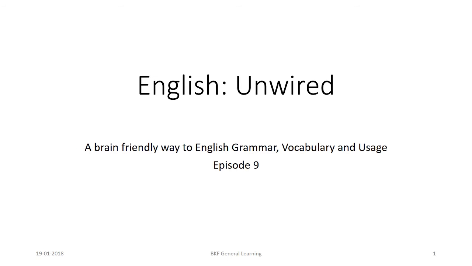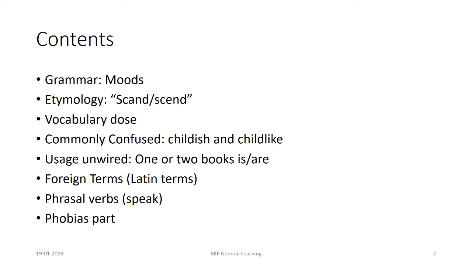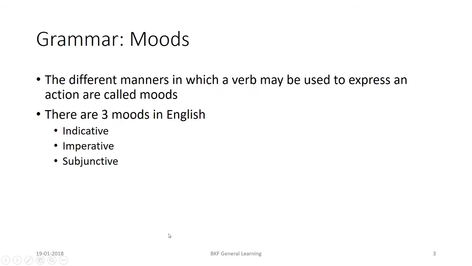Hi guys, welcome back. This is episode 9 and these are the contents we'll see today. We'll talk about moods, then etymology of roots scanned, then some 10 important words. Then we'll see the difference between childish and childlike. Then we'll see which of these is correct: is it one or two books is, or is it one or two books are? Then we'll see some Latin based foreign terms, then speak as a phrasal verb and finally phobias.